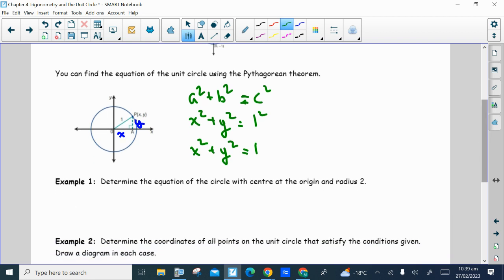Then it says determine the equation of the circle with center at the origin and a radius of 2. Notice they didn't use the word unit circle here because for it to be the unit circle, the radius has to be 1. But you can still write the equation of any circle centered at the origin by using Pythagorean theorem above. It'll be x squared plus y squared equals r squared, because c represents the radius of that circle. In this case, the radius is 2, so it'll be x squared plus y squared equals 2 squared, which is 4.